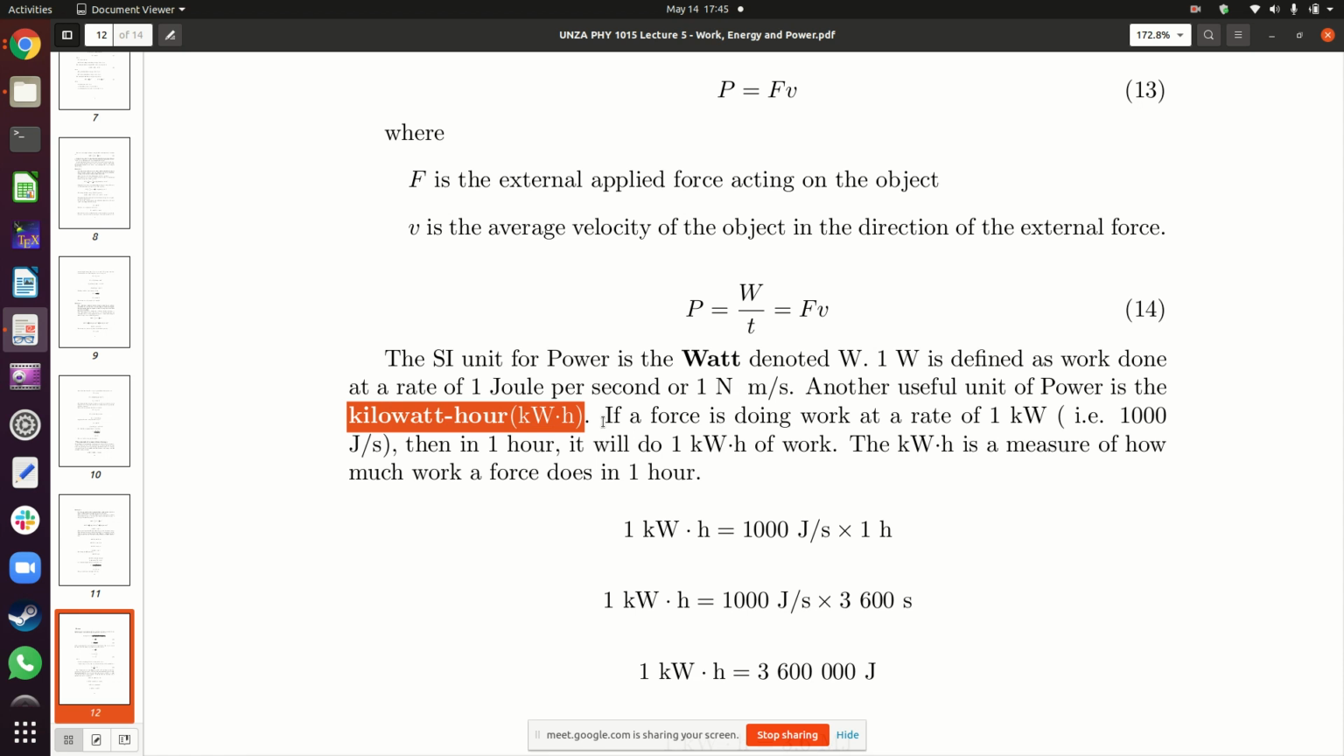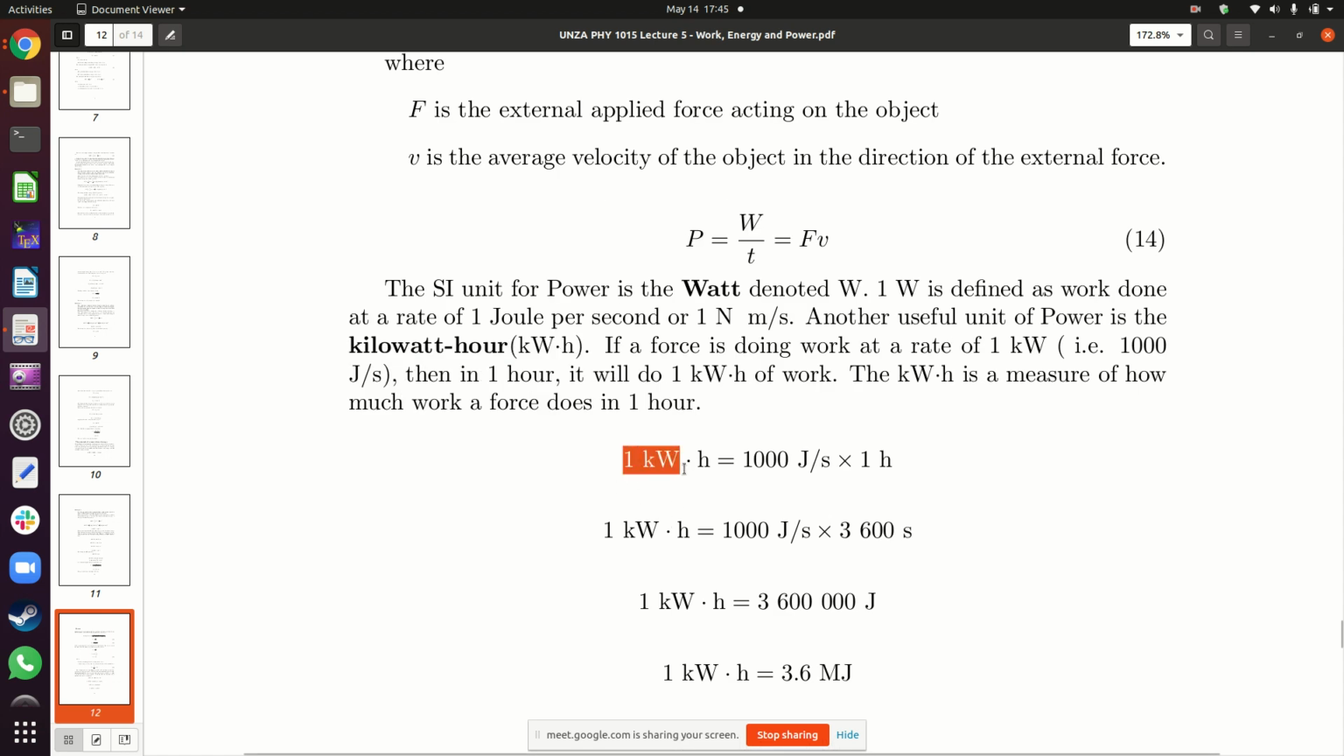If you transfer, as you do your work, 1,000 watts of power, which is what is called 1 kilowatt, and you transfer it over a period of 1 hour, then how much work have you done? That's what we're trying to find here.